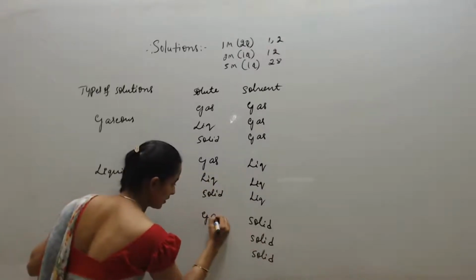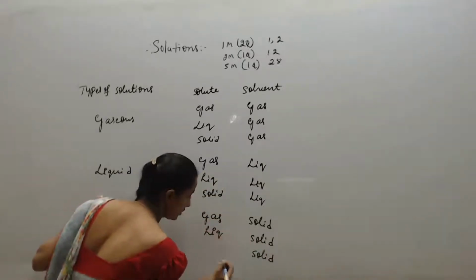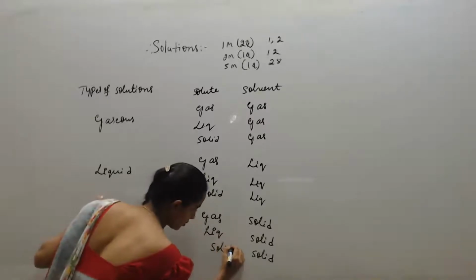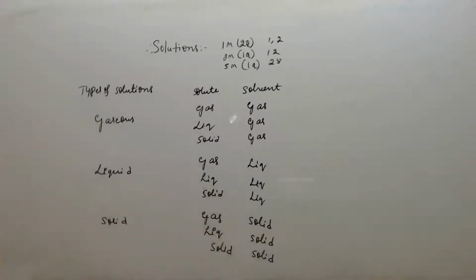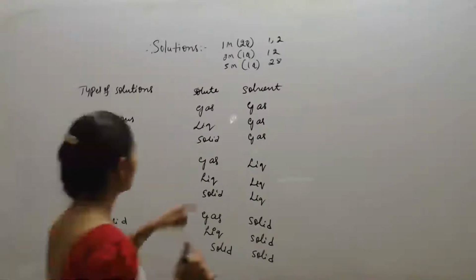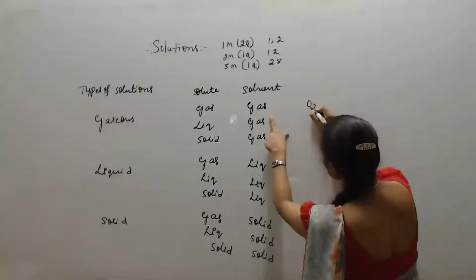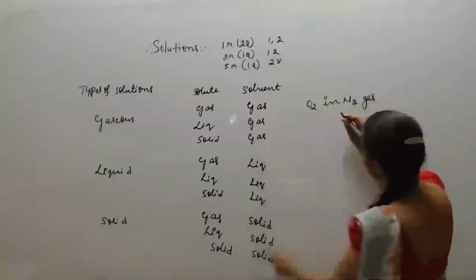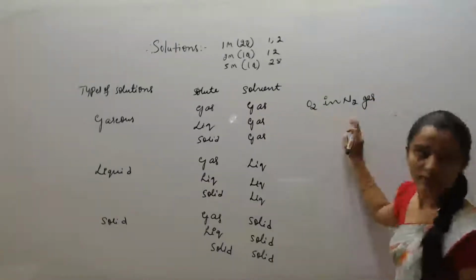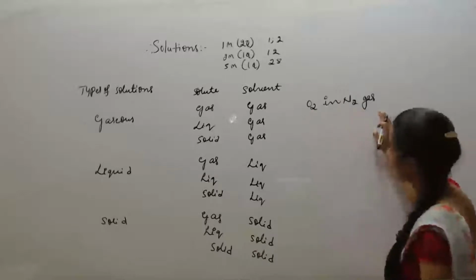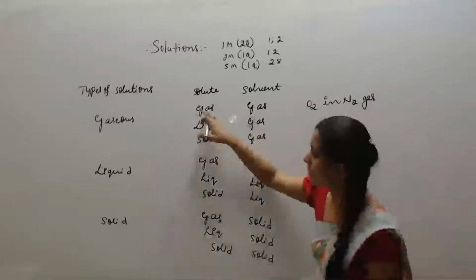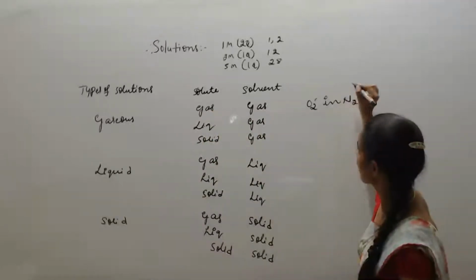So this one is gas, liquid and solid. So I will give some examples, students. You will understand what this type of solutions is. Okay. So here for this gas solution, that is O2 in N2 gas. So solute is one gas, and the other gas is the solvent. So O2 in N2 gas represents what? Gaseous solution. Solute is also gas, solvent is also gas.